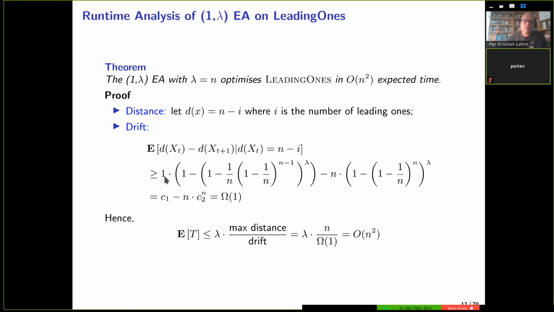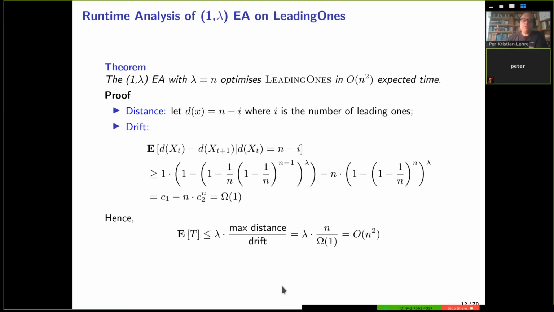So all of this is going to be some constant c1, and the probability that none of the offspring improves, this is a constant, so roughly 1/e. So 1 - 1/e is some constant, so this to the power of lambda is going to be some constant c2 to the power of n. Lambda is n, and c2 is less than 1, so this is exponentially small, so this is omega 1 drift.